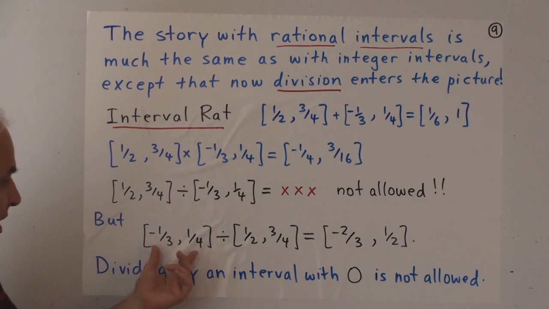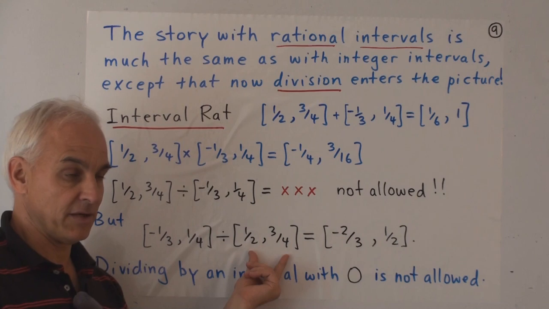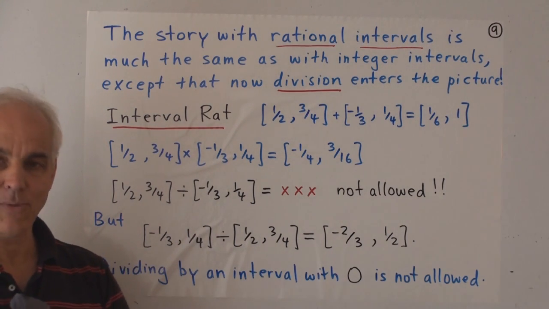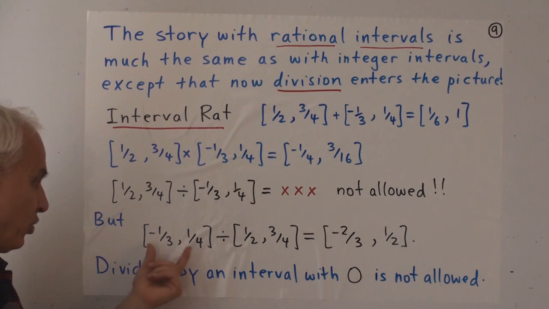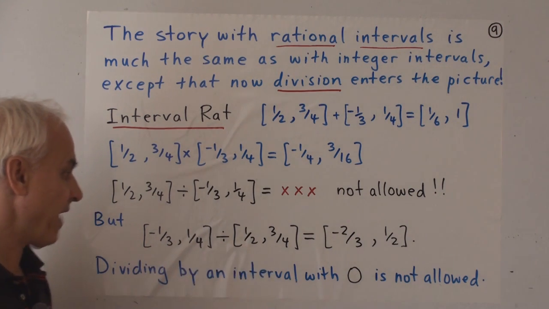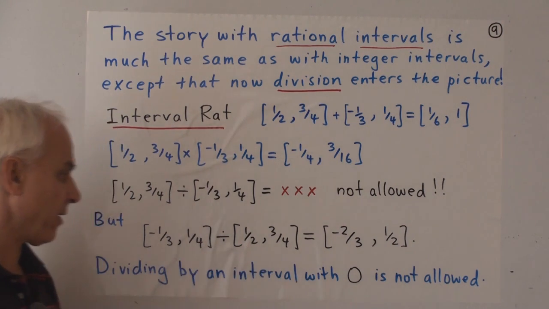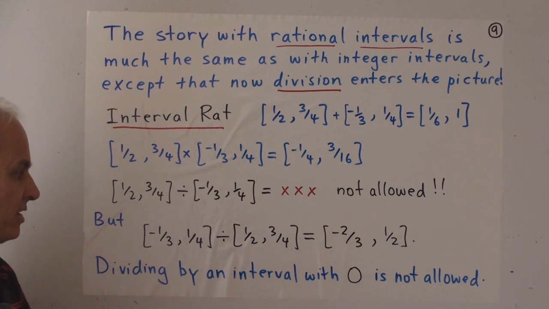However, the other way around would work. Here's an interval containing 0, but this interval doesn't contain 0, so we can divide this by this. And what should that mean? Well, again, it's the same idea. We look to see what are the range of possible values if you take some number in here and divide it by some number in here. What's the biggest possible value you could get? What's the smallest possible value you could get?